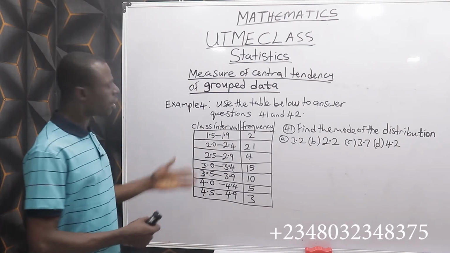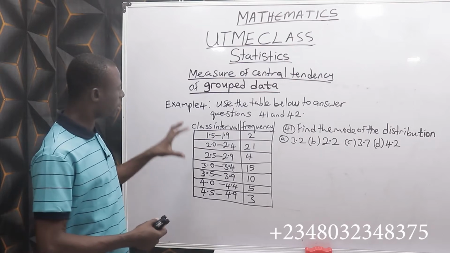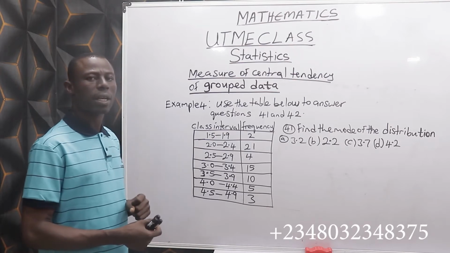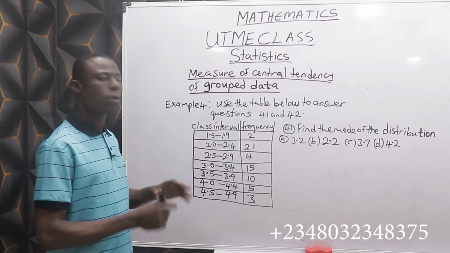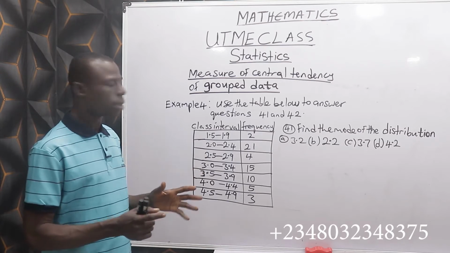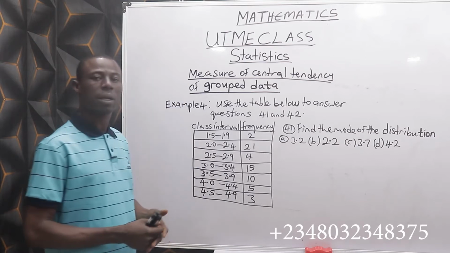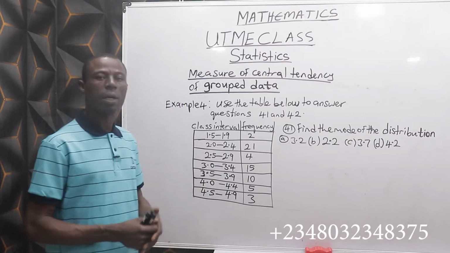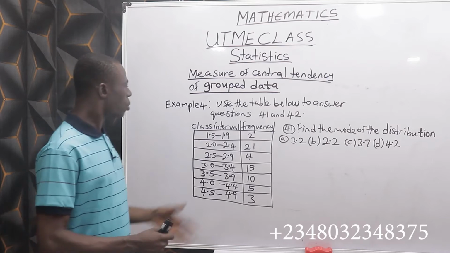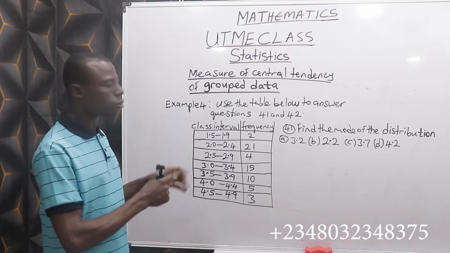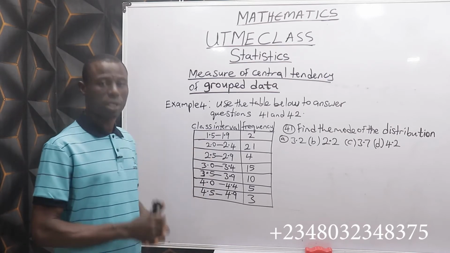Now, look at this table very well. You can see that the intervals we have there are not of whole number limits. They are of decimal limits. The upper limits are decimal. The lower limits are decimal numbers. So we want to see how to address this kind of question.